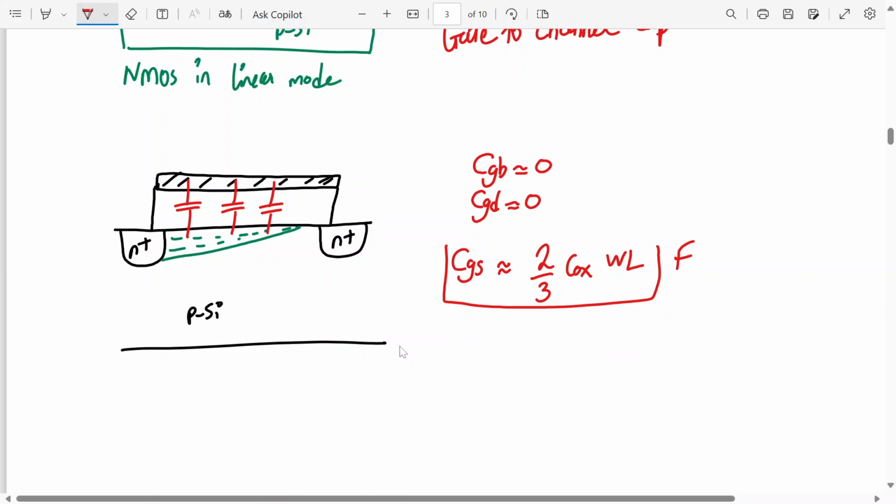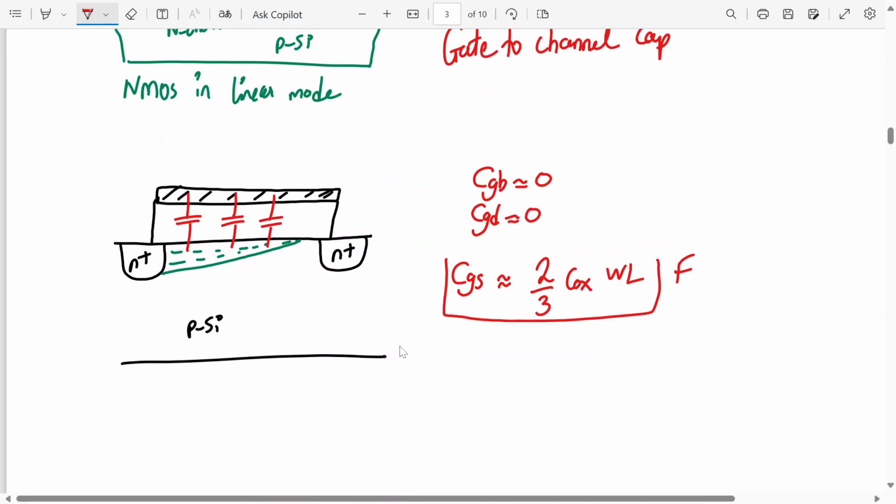Yes or no? Hello. So CGS is gate to channel capacitance seen between gate and source terminals. CGD is gate to channel capacitance seen between gate and drain terminals. CGB is gate to channel capacitance seen between gate and substrate terminals.